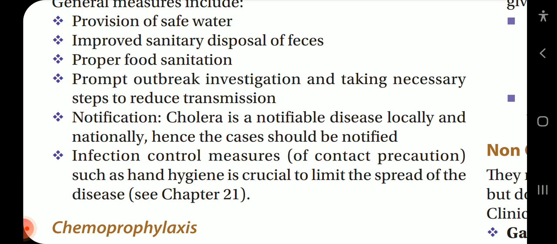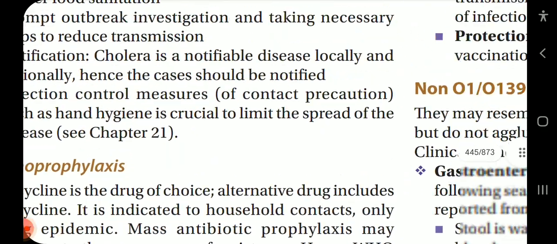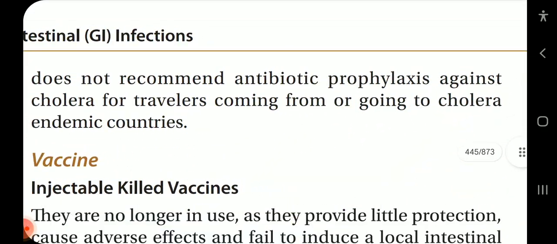Notification: cholera is a notifiable disease locally and nationally, hence cases should be notified. Infection control measures such as contact precautions and hand hygiene are crucial to limit the spread of the disease. Now chemoprophylaxis. Tetracycline is the drug of choice. Alternative drugs include doxycycline. It is indicated for household contacts only during an epidemic. Mass antibiotic prophylaxis may contribute to the emergence of resistance. Hence, WHO does not recommend antibiotic prophylaxis against cholera for travelers coming from or going to cholera endemic countries.